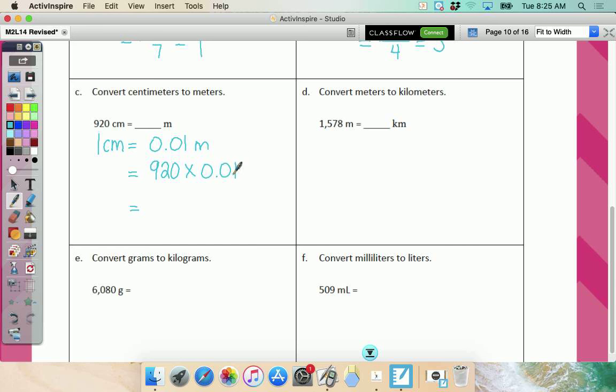Chris, what do I need to do to solve this problem? It's the metric system, so hop the decimal. Which way will I hop it? If I'm multiplying times a number less than 1, I just want to remind you, that's really dividing. So which way do I hop the decimal when I divide? Left, okay? So I'm going to hop it twice. So that gives me 9.2. What's my label? Meters. And if you don't write it, it's wrong.